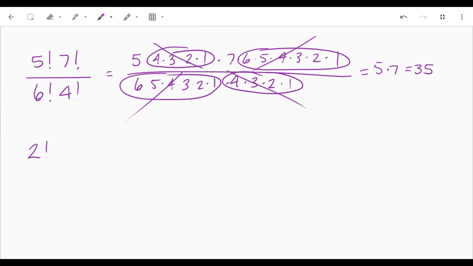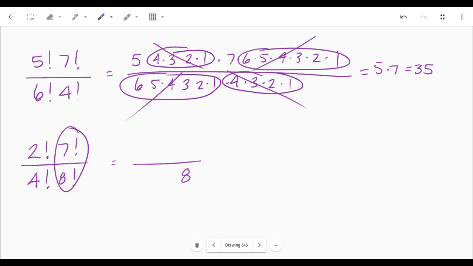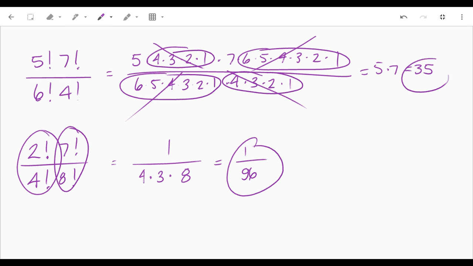Another example, 2 factorial over 7 factorial and 4 factorial over 8 factorial. Take the biggest ones. So 7 factorial over 8 factorial, that's just going to be an 8 left in the denominator. And then 2 factorial over 4 factorial, that's just going to be a 4 times 3 in the denominator, because then the 2 and the 1 cancel out. So we need a 1, a placeholder in the numerator there. But that would be 1 over 4 times 3 times 8, so 12 times 8, which is 80 plus 16, so 96. So those are nice.